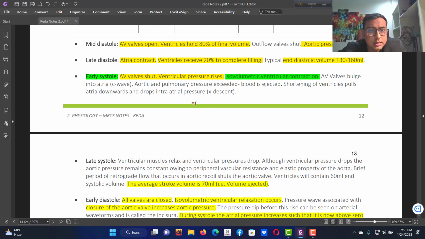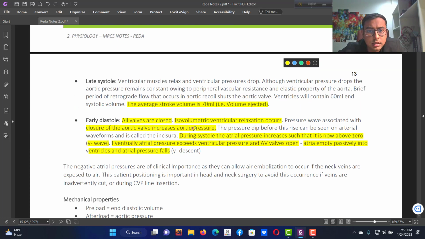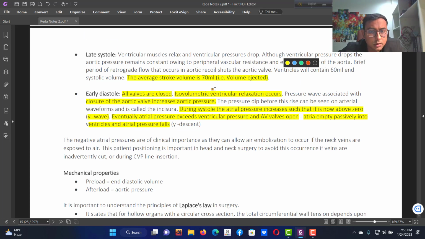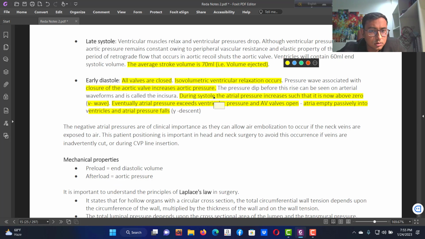And what is X descent? That is the atria relaxing and dropping intra-atrial pressure. That is X descent, shortening of the ventricular pulse. X descent and Y descent: these two things are very important for JVP, that you all know about.